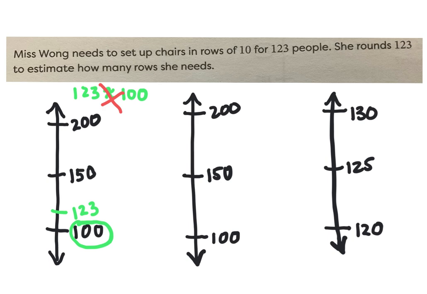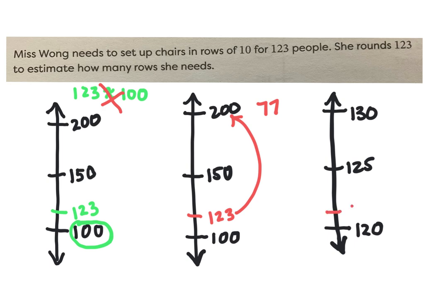Let's say if we put this again, 123 on this vertical number line, and then, let's say we shoot up to 200. We are going to have too many extra chairs. We would have 77 extra chairs. That's just too much. Now let's try another one.